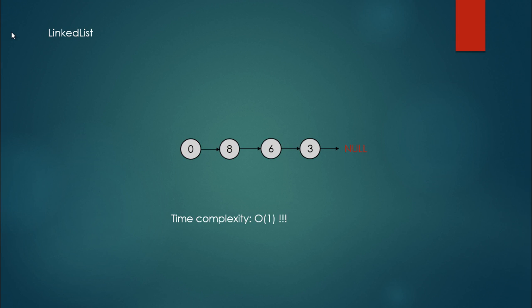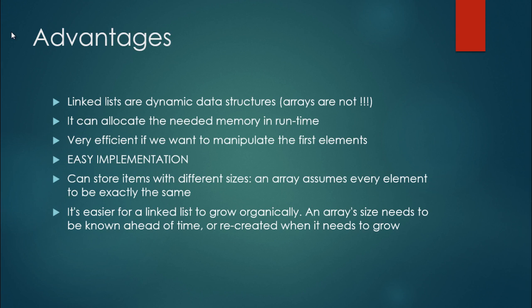So we see from the illustration that removing an item is much faster for a linked list than for an array list. If we have a software application where we want to use a list and we have to do a lot of item removal, it is advisable to use a linked list over an array list. So the advantages of linked lists: linked lists are dynamic data structures. Arrays are not, as we have discussed.